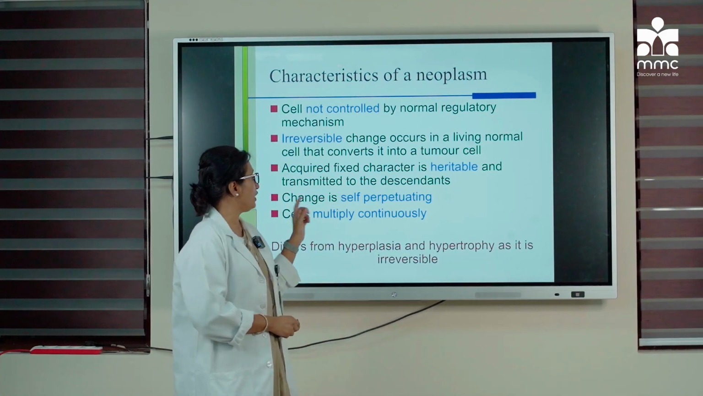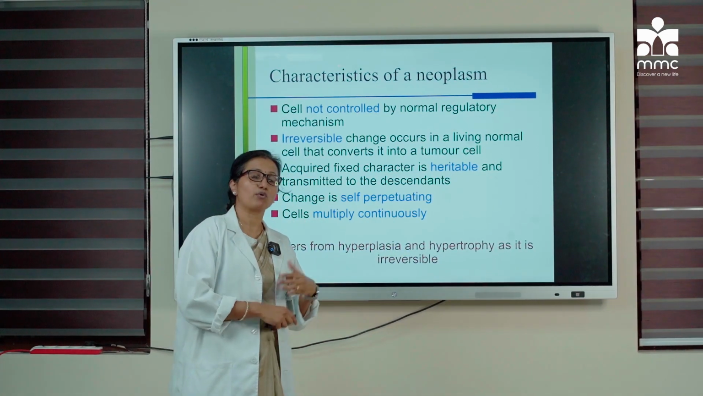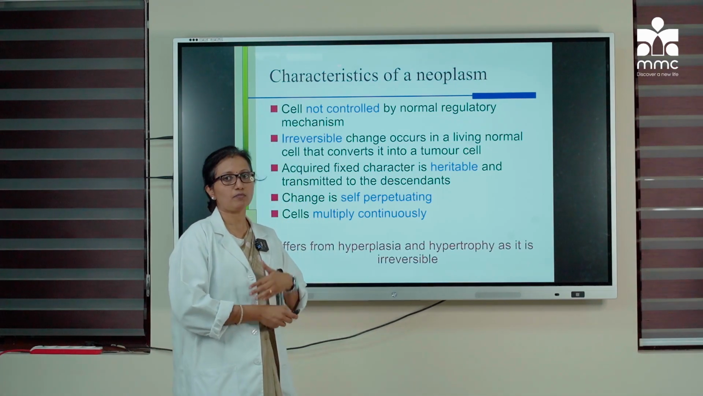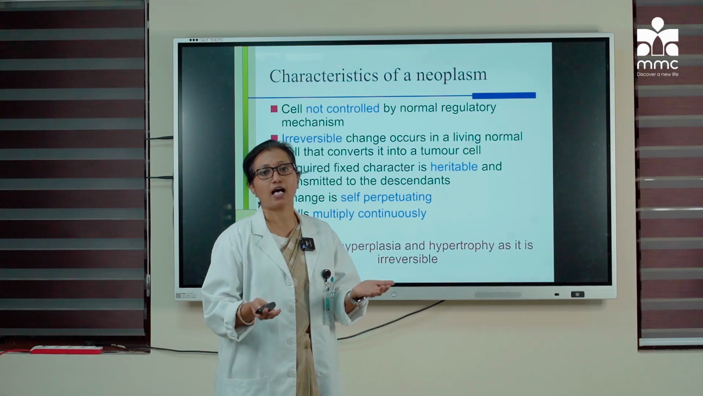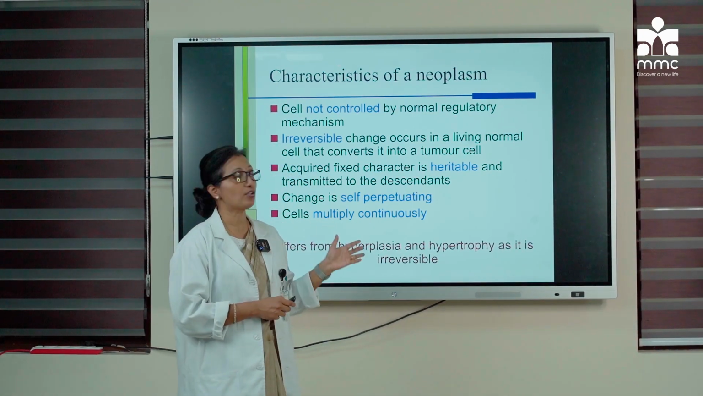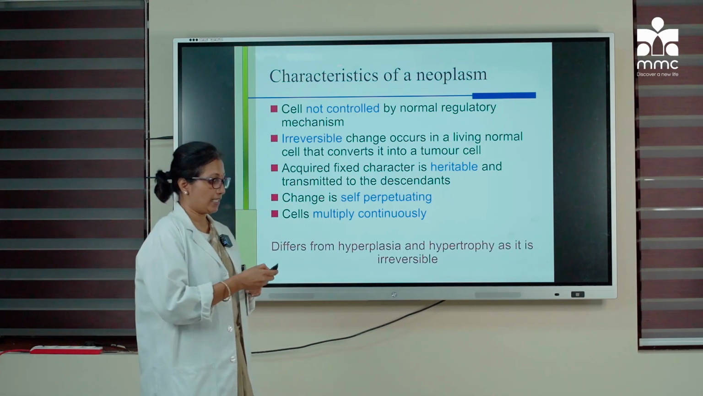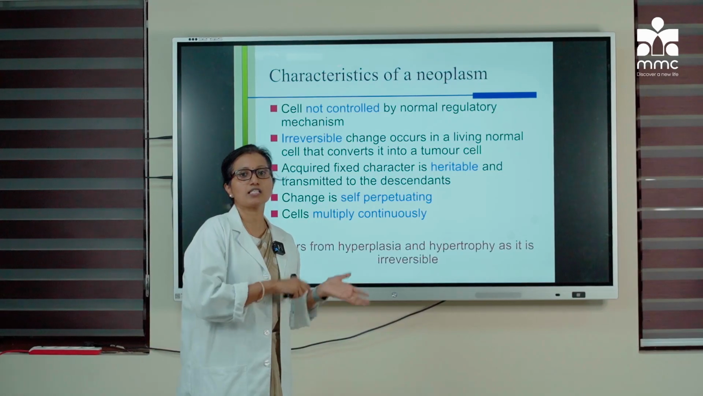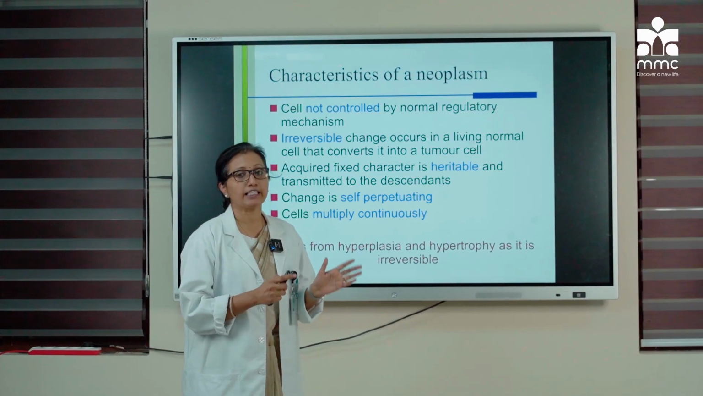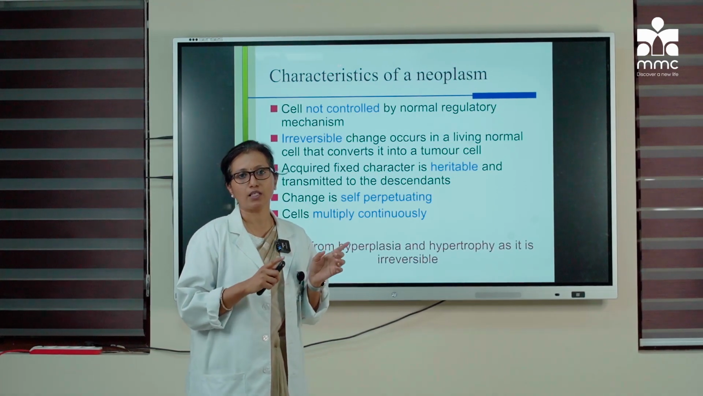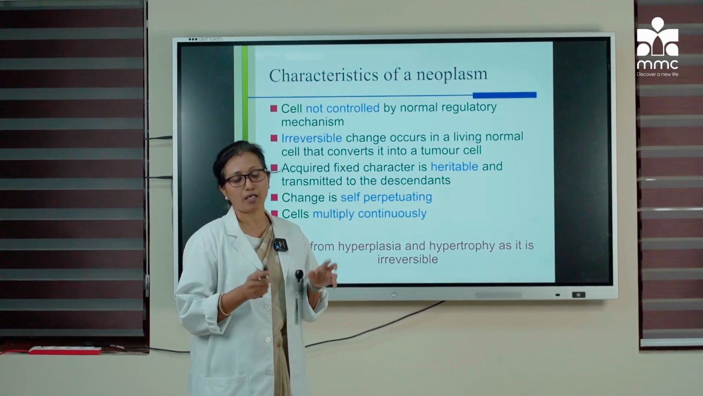That's the difference between neoplasia and what we've already taught you before in cell adaptation as hyperplasia or hypertrophy. Those changes are reversible, whereas in neoplasia, this uncoordinated mass is irreversible, self-perpetuating and multiplies continuously. Once it enters the cell cycle, it can never go back. It just keeps on multiplying. The tumor, which is abnormal, keeps on multiplying to form a bigger mass.